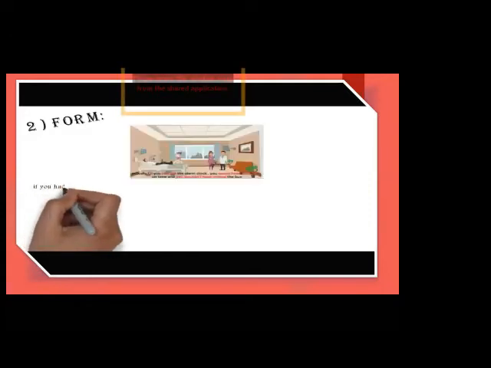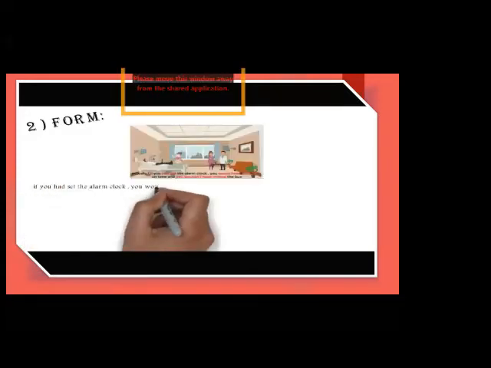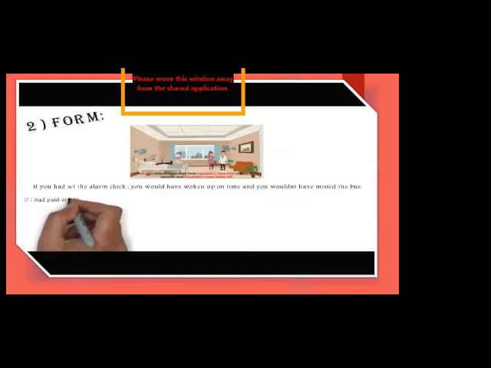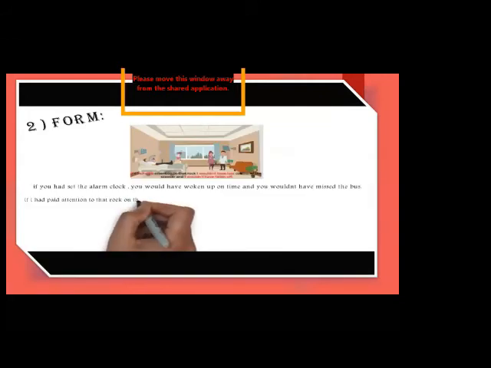Now, it is time to explore the form, so let us reconsider some examples from the animation. Actually, if you had set the alarm clock, you would have woken up on time and you wouldn't have missed the bus. If I had paid attention to that rock on the street, I wouldn't have lost control of the scooter and I wouldn't have fallen off.